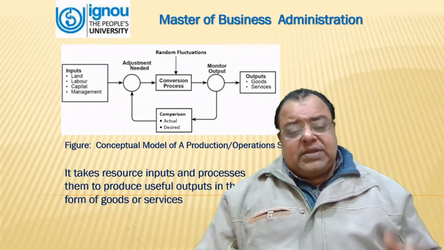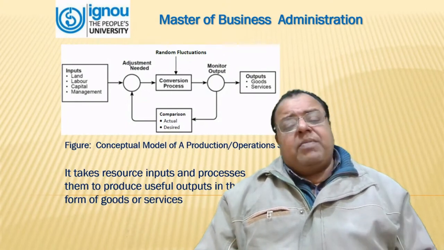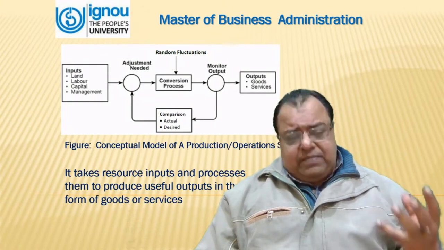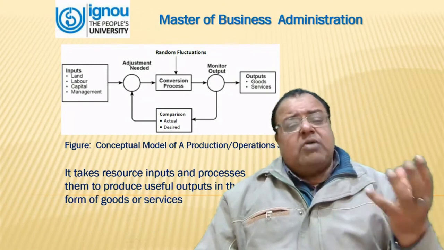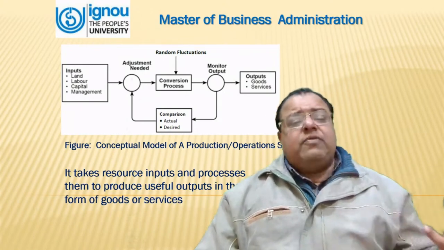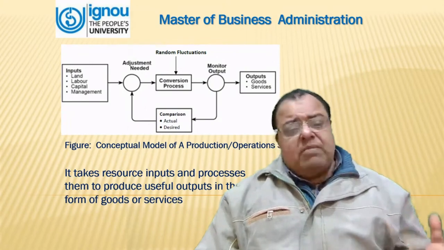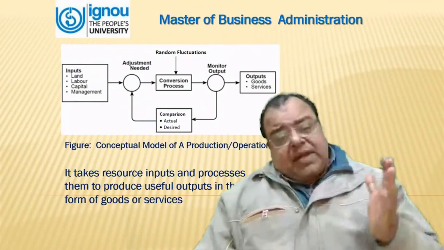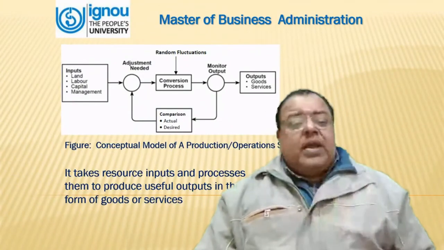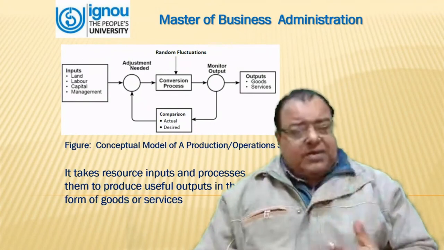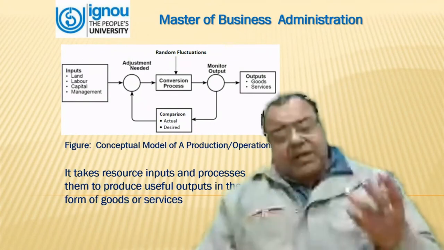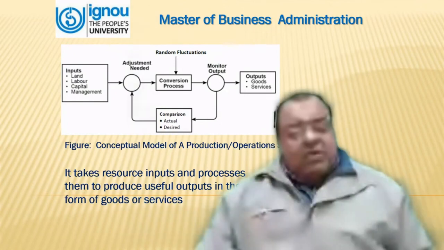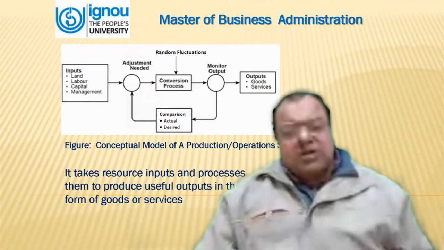You can see over here, this is a conceptual model of a production operation system. Here we see the input, how the process takes place, and how the conversion is performed. Suppose we take inputs. Input can be in the form of land, labor, capital, money. As we move on towards the right, it comes under the conversion process. And then after the conversion process is implemented on it, it comes out as an output, which can be in the form of goods or services.